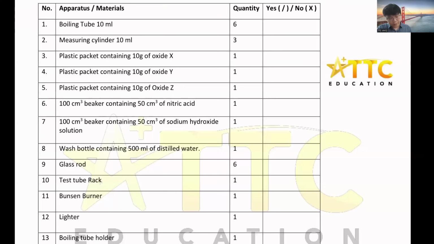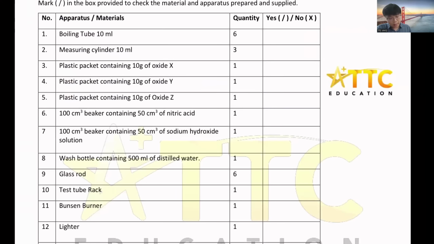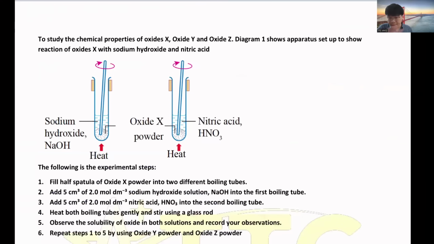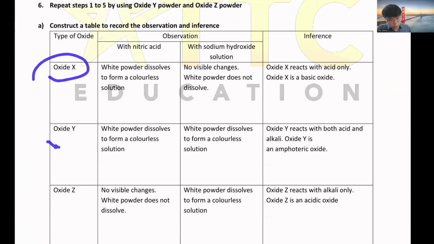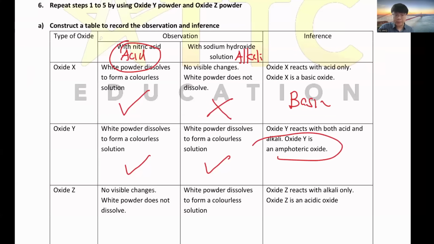For tomorrow, if they give you unknowns, it means the chemical name is not given. Let's say they give you oxide X, oxide Y, and oxide Z. In this case, everything is the same. The only difference is we won't know which is amphoteric, so you check the result. For X, if it can dissolve in acid but cannot dissolve in alkaline, it reacts with acid, so it's basic. If both can react, then it's amphoteric. You have to check the results. If it cannot dissolve in acid but can dissolve in alkaline, it's acidic.